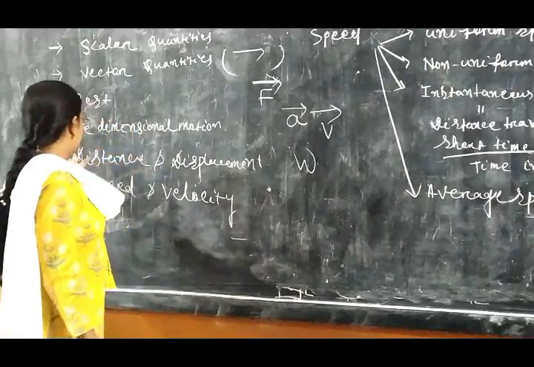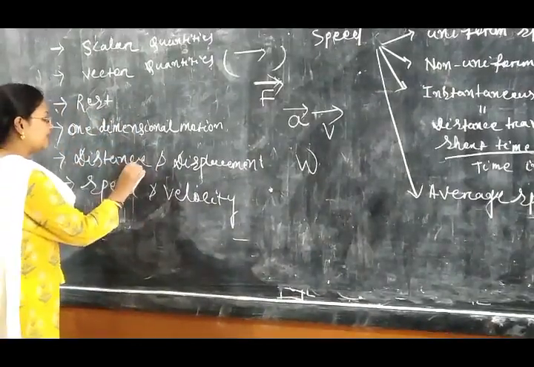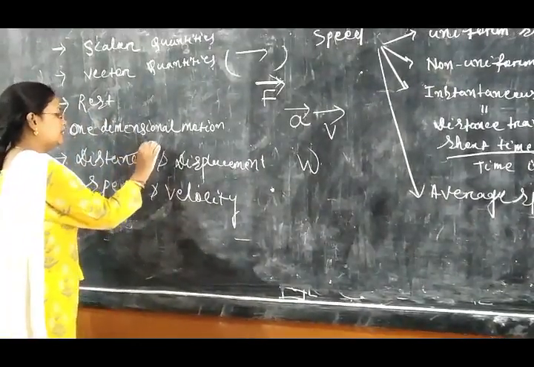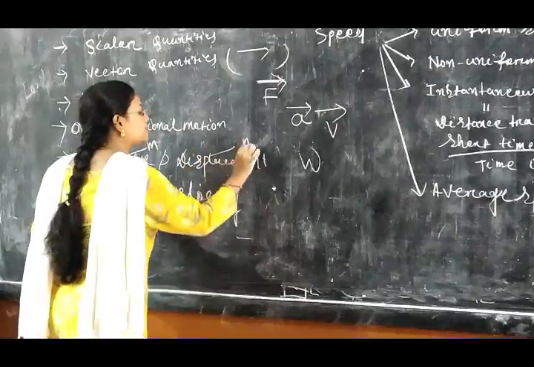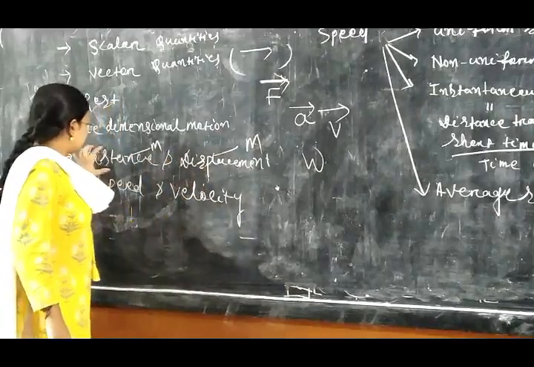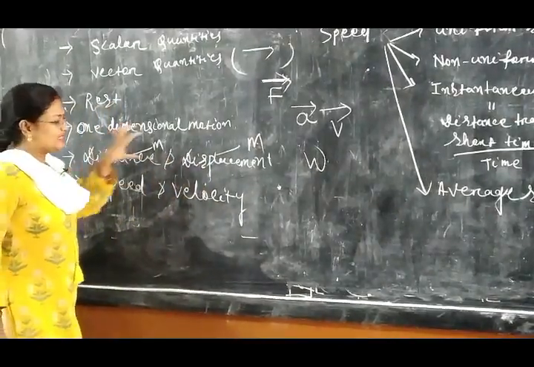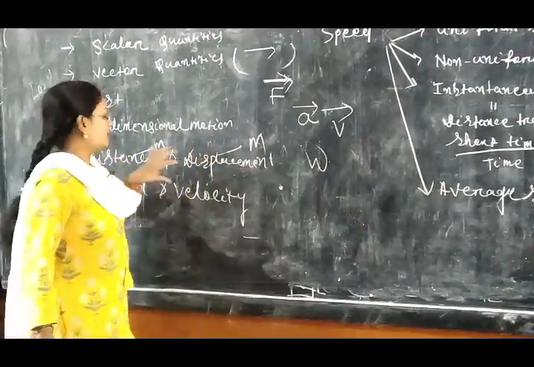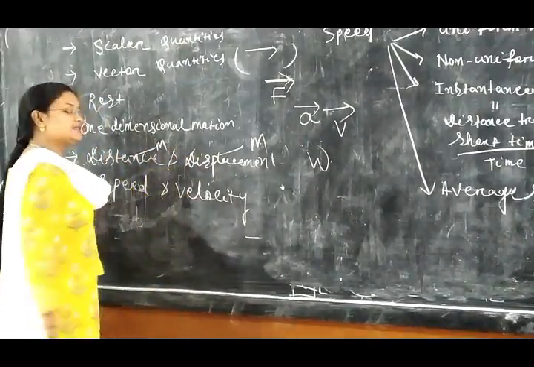And you see the unit of distance. The unit of distance is meter. The unit of displacement is also meter. And the CGS unit is centimeter. This is your path or the length. This is also one type of length. Then what is the difference between distance and displacement?